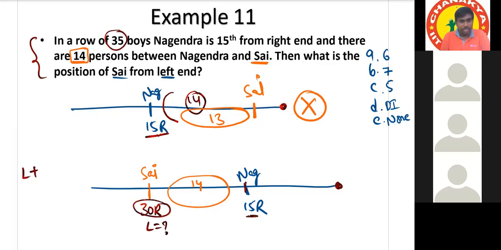Using this: left plus right minus 1 equals number of persons. Left we need to find, plus right position, 30 minus 1, equals number of persons, which is 35. Solve for L. How much you got? 35 minus 29 is equal to 6. 6, right? Yes, sir. Very good.